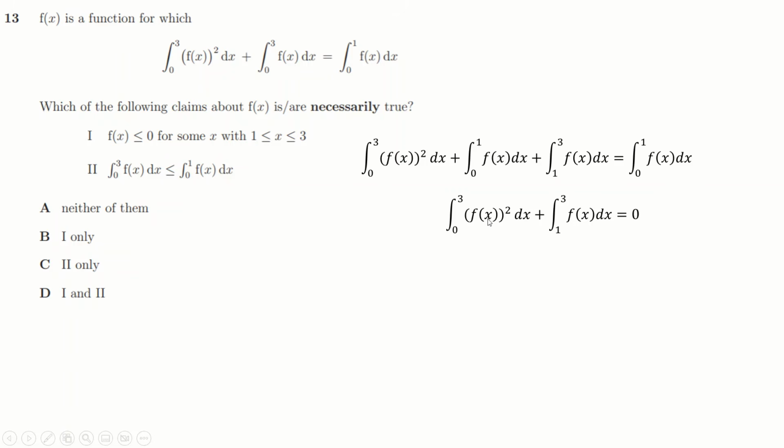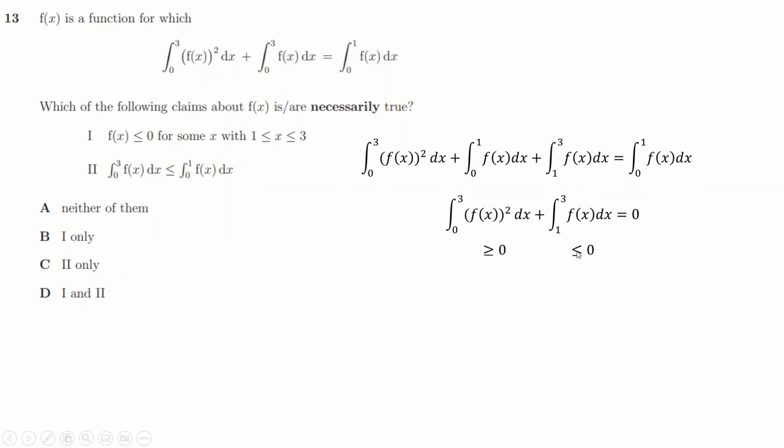Well, f of x is the function. When you square a number, it becomes positive, right? So f of x squared is a function that is only above the x-axis, because even if f of x was below the x-axis, it squares to be above it because it squares to be a positive. So the integral of f of x, all squared, is definitely a positive thing, because the graph is just above the x-axis only, or it could be 0 as well. So this integral here is greater than or equal to 0. Which means if we add it to another integral to make 0, that means this integral is less than or equal to 0, because obviously it needs to cancel out.